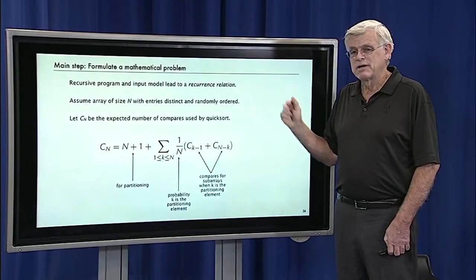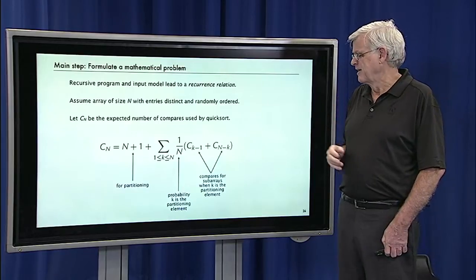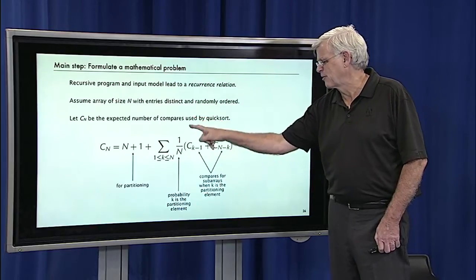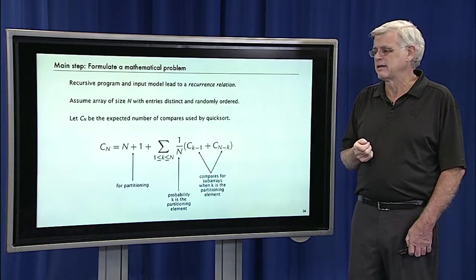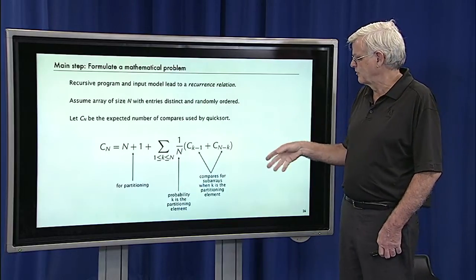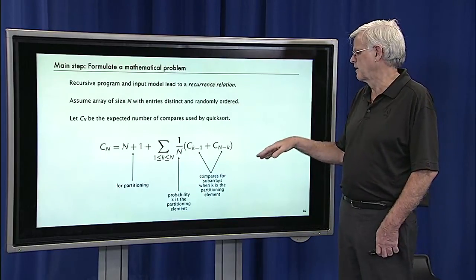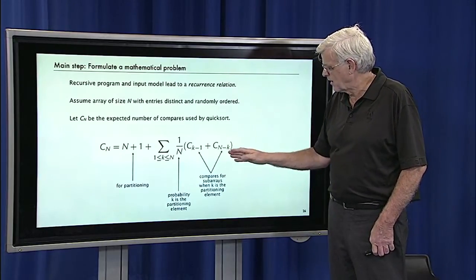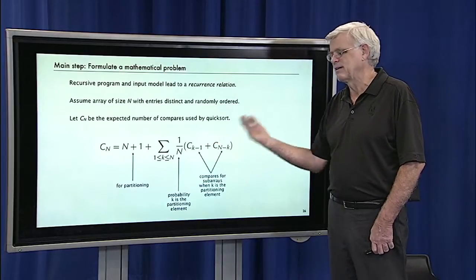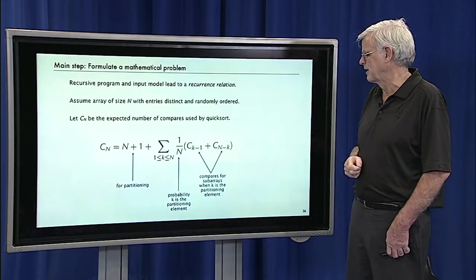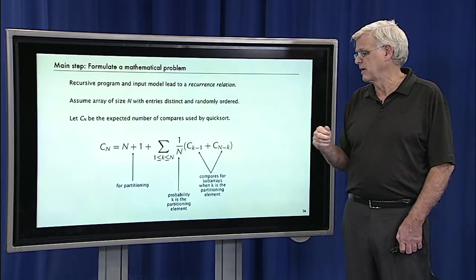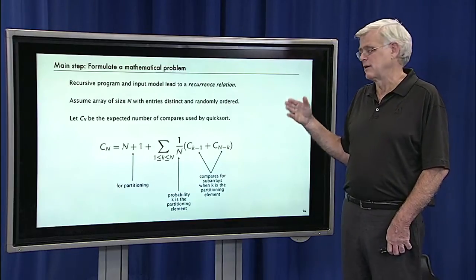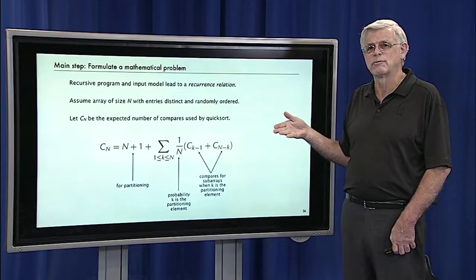You need n plus 1 compares to do the partition, so that's the first thing. Then, for every possible value of k, that value is the partitioning element with probability 1 over n, and then it leaves 2 subarrays to get sorted afterwards. And those are randomly ordered, so the cost of doing the left subarray, which is of size k minus 1, is just C sub k minus 1. And the cost of doing the right subarray is C sub n minus k. So that's a formula that describes the running time, the number of compares used by quicksort.